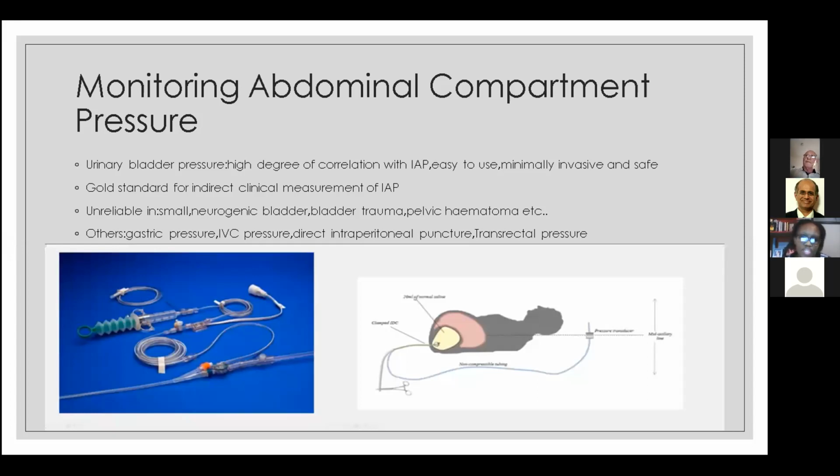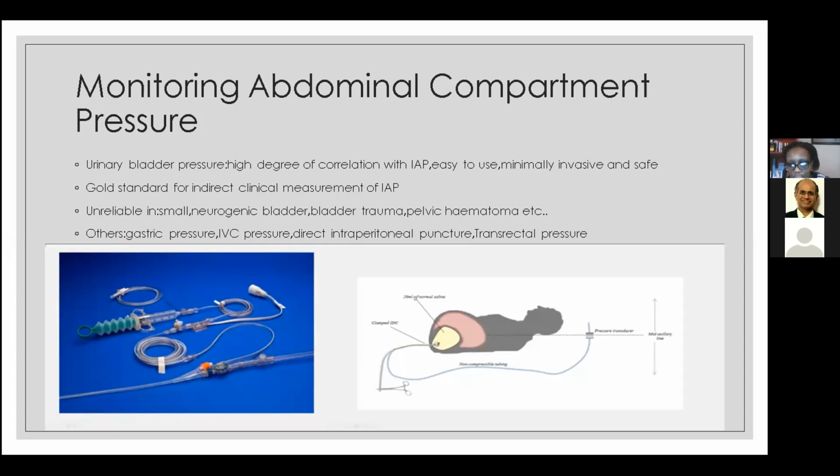Other modalities to measure that have been described include gastric pressure, IVC pressure with the use of a femoral catheter, a direct intraperitoneal puncture, as well as transrectal pressure. But as I said, this one is the gold standard.